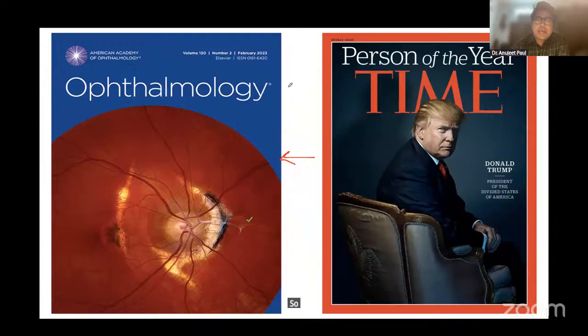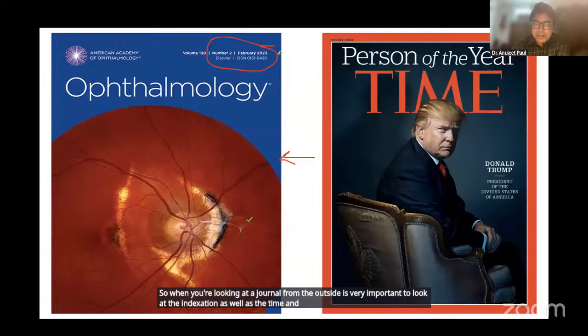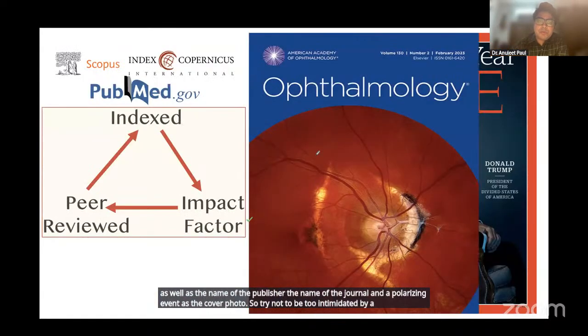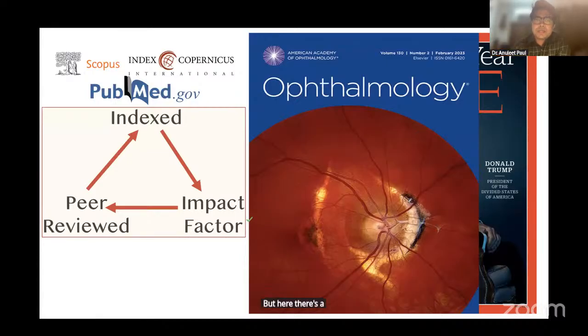When you're looking at a journal from the outside, it's very important to look at the indexation as well as the time and the place in which it was published, the name of the publisher, the name of the journal, and the polarizing image as the cover photo. So try not to be too intimidated by a journal. It's quite similar to what we usually see. But here there's a huge but. This is what is on the outside.